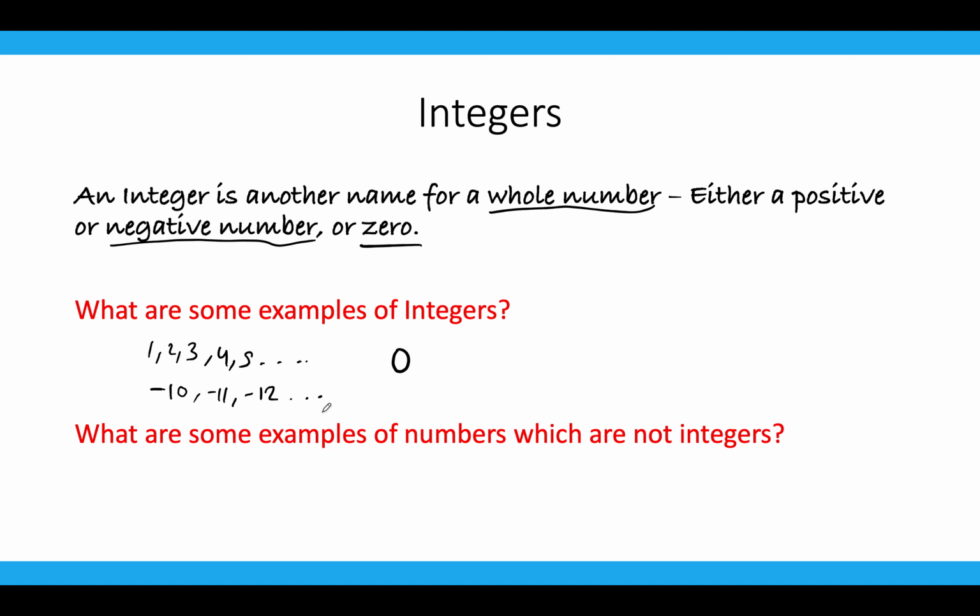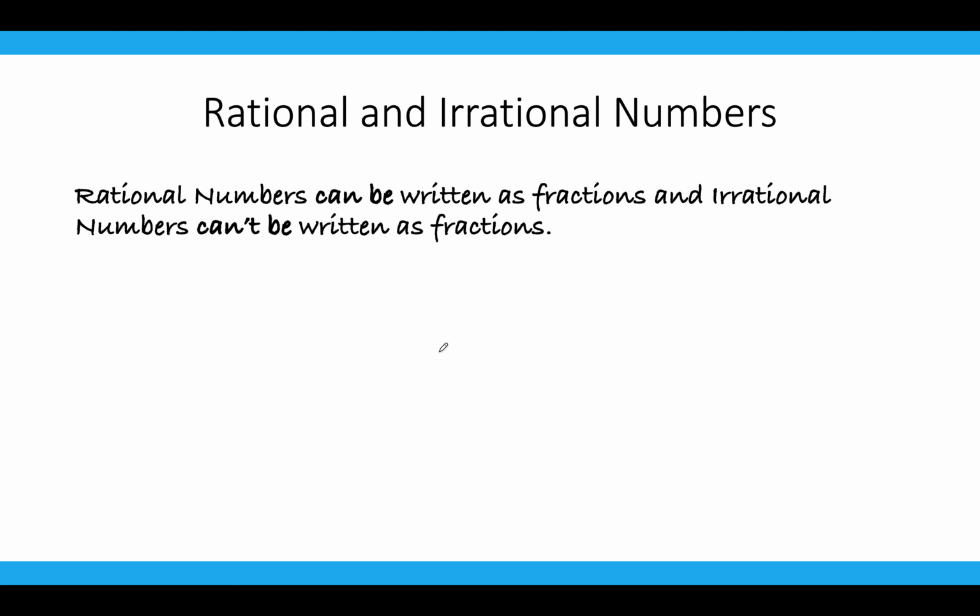So what are some examples of numbers that are not integers? Anything that doesn't come in these categories of numbers would be classified as not integers. So maybe a fraction, maybe a recurring decimal, it could be 0.3 recurring, maybe surds, the square root of 2. Those sorts of things are not integers.